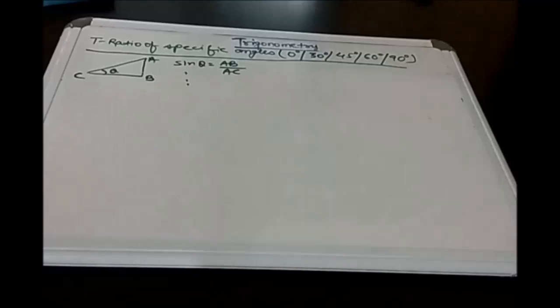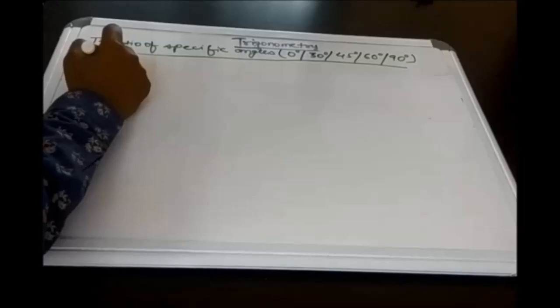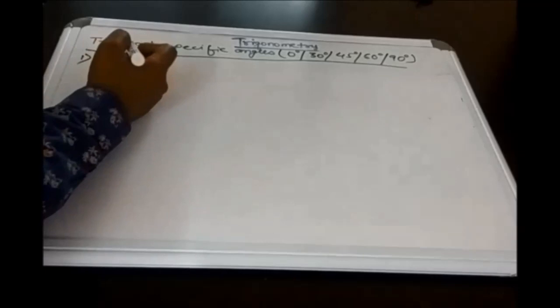In your syllabus you have 0 degrees, 30 degrees, 45 degrees, 60 degrees and 90 degrees. You don't have to find the trigonometric ratios of other angles, say sine 15 degrees or sine 25 degrees. That is beyond the scope of your syllabus. So let's start with 0 degrees. We will start with finding the trigonometric ratios of 0 degrees.